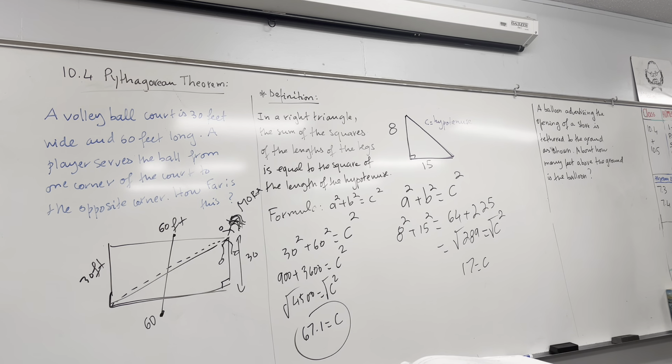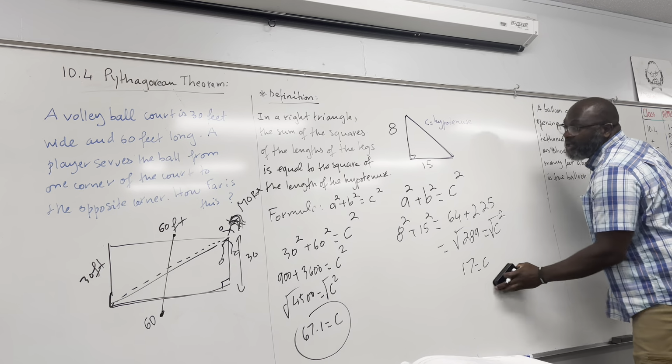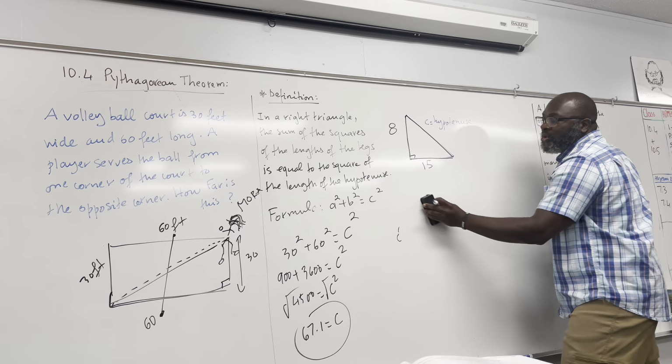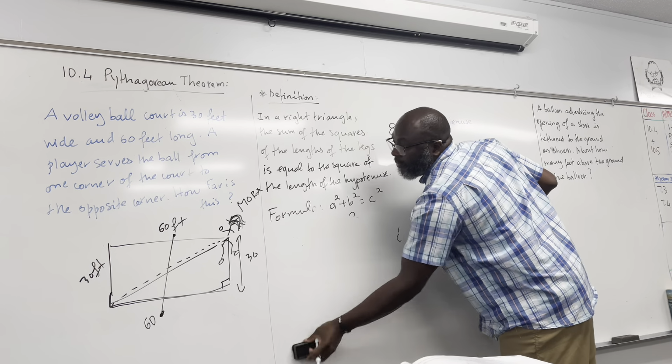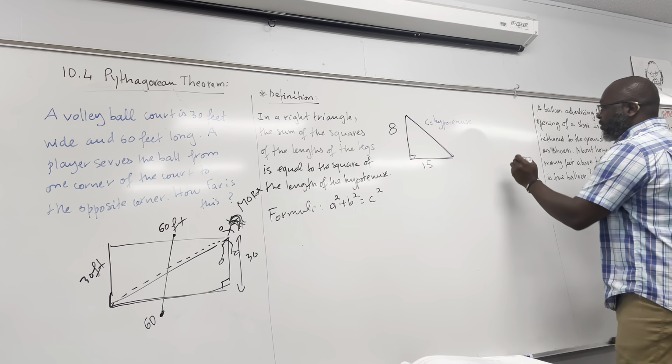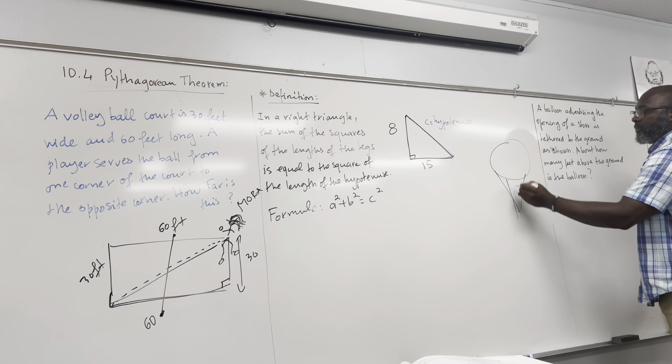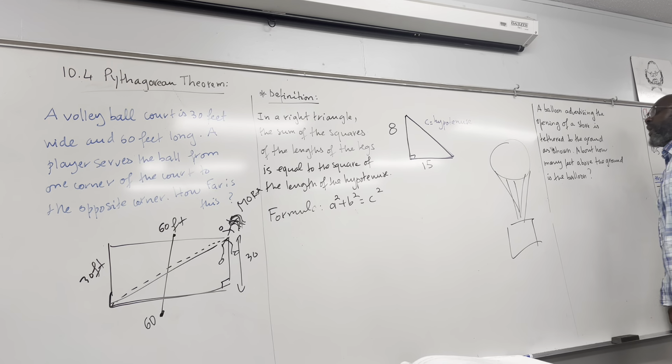A balloon advertising the opening of a store is tethered to the ground as shown. I'm going to draw a picture. Now you have to come up with a picture. This is why this is important. I'm not saying you have to be an artist, but you do have to come up with a picture. So this is the balloon, and it's tethered to the ground. This is the ground. They're asking how many feet above the ground the balloon is.